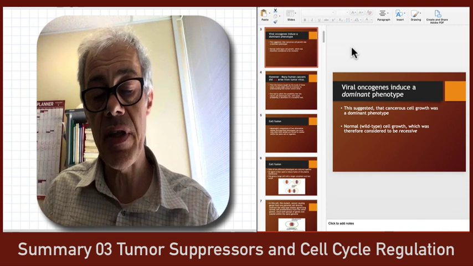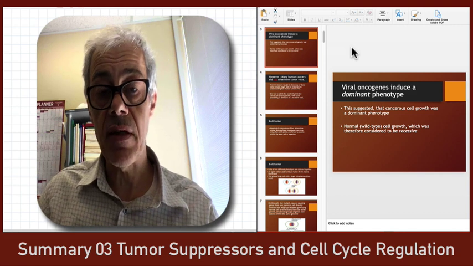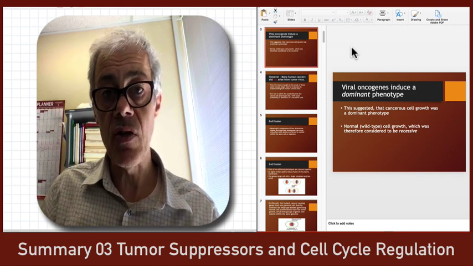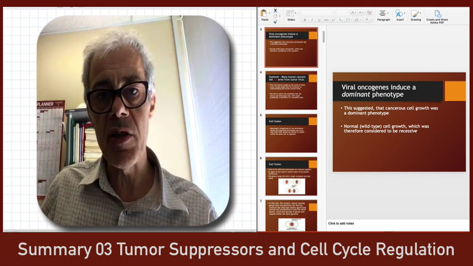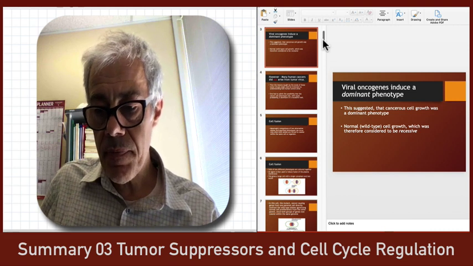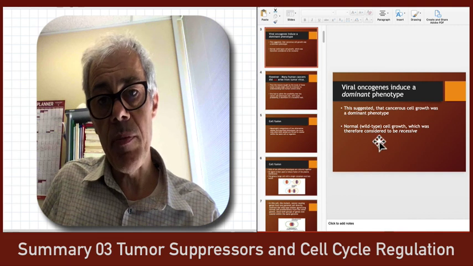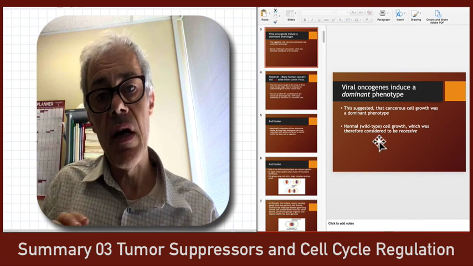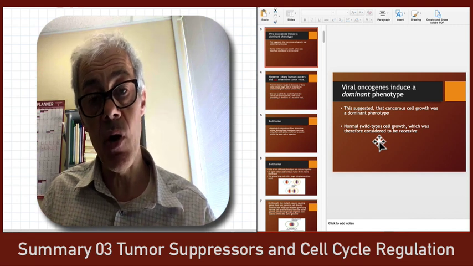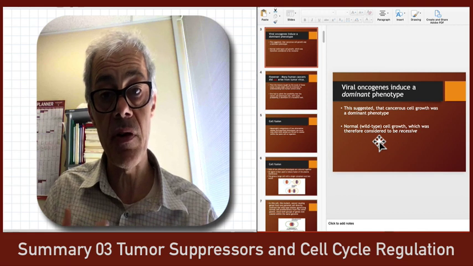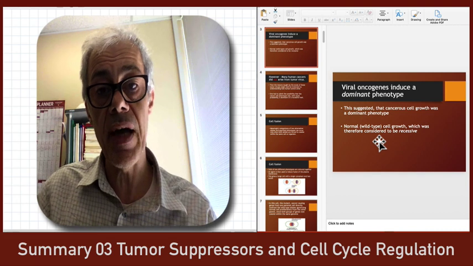If something is driving growth, then the one that's more active dominates, and the one that's less active is not inhibiting the activity of the other one. It's a pretty simple concept. I'm over-explaining it to you. So in that sense, it was thought that the properties of these mutations were dominant. In other words, the cancer phenotype was dominant over the normal cellular phenotype. If you had mutations in these oncoproteins, it was the dominant phenotype.